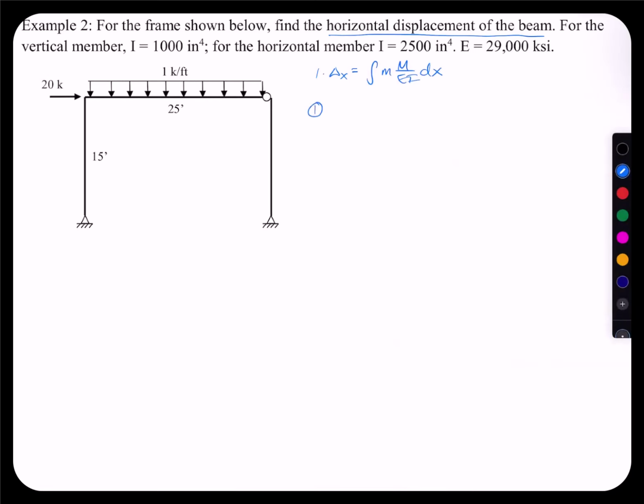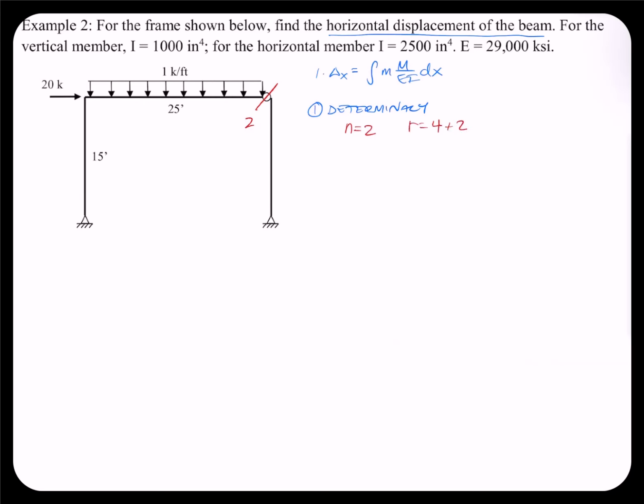So first step is going to be determinacy. We do have a hinge on this problem, so we're going to have to cut there, which means n is 2 pieces. The reactions, we have 2 pins, so that is 4, plus the 2 internal forces we released, are compared to 3n. We have 6 equal to 6. We are stable and determinate, which means we can find reactions using equilibrium.